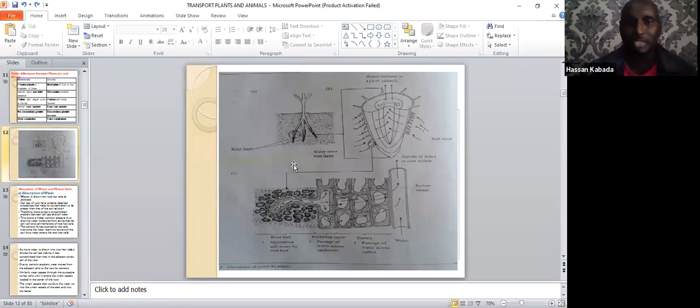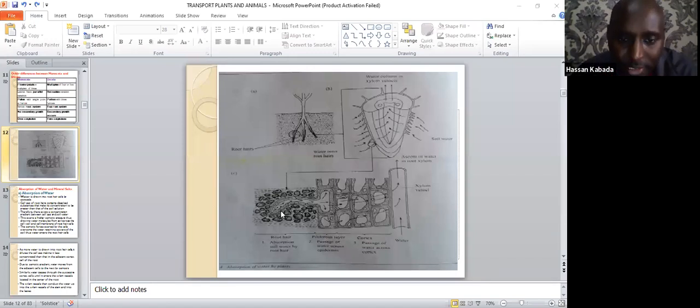So the first two diagrams, A and B, are for how water molecules are absorbed. This is for absorption of water and mineral salts, how they are absorbed. The arrows there show the direction of movement of water and mineral salts.